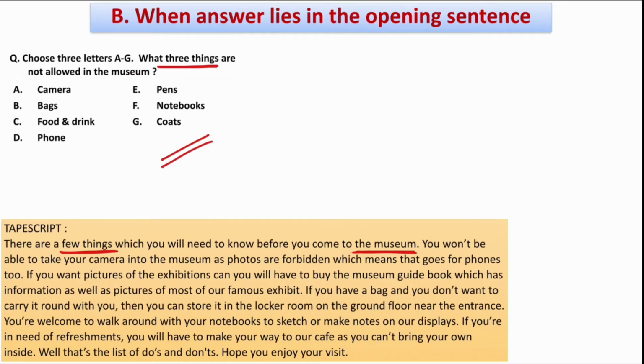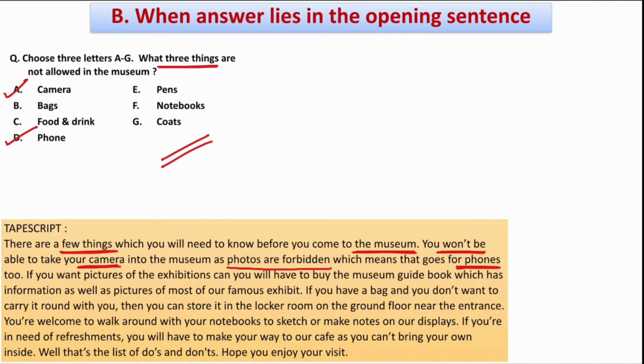But the answer says you won't be able to take your camera. That means the first option will be camera, that you cannot take into the museum. Then photos are forbidden, which means that goes for phones as well. So the next option will be phone. So 2 answers you get from the opening sentence.